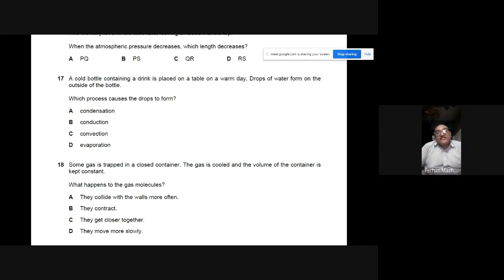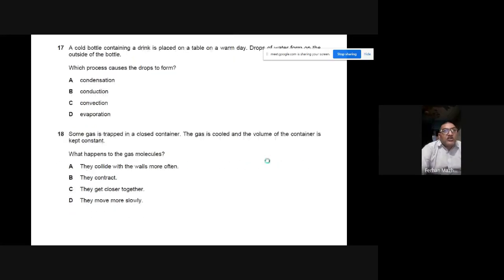This process in which the gaseous water vapors are converted into liquid water droplets is called condensation. His question was, which process causes the drops to form? So for question number 17, A is the option, condensation. Question number 18 is on your screen.